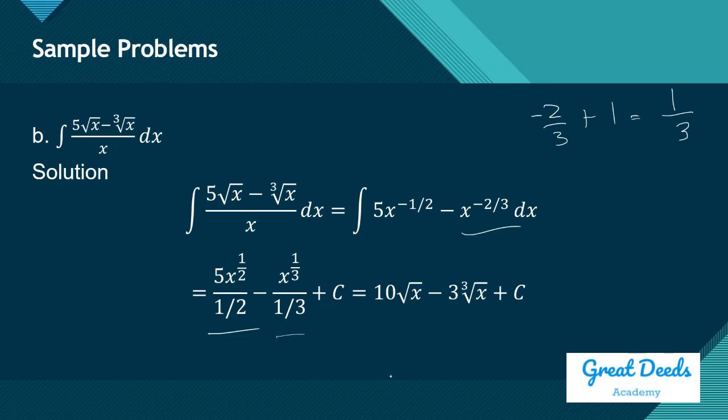And then plus c. And then this one is the same as 5 times the square root of x times 2. So this is the same as 5 times 2, which is equal to 10. And this one, you have a 1 there, so 1 over 1/3 is just 3. So this is our antiderivative.